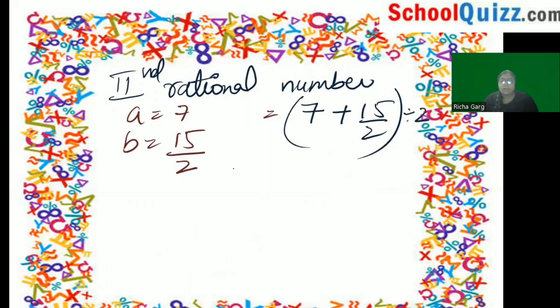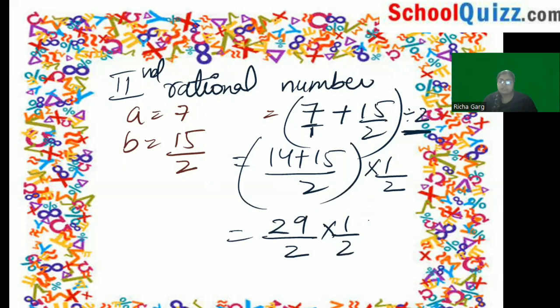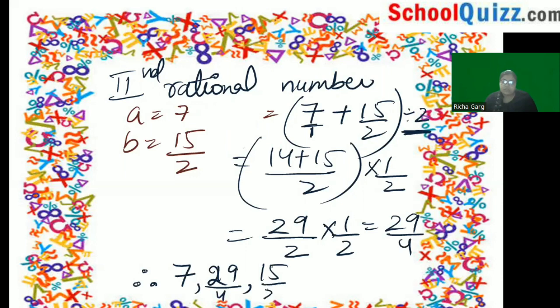Don't forget this part. Now take the LCM: (14 plus 15) upon 2. If I take LCM of 1 and 2, do you know this? If the number does not have any denominator, we consider it as 1. So here q is equal to 1. So (14 plus 15) upon 2 multiplied by half, the reciprocal of this 2. Now 29 by 2 multiplied by half will be 29 by 4. So now I can write the numbers as 7, 29 by 4, 15 by 2, and then 8. So we found two rational numbers here.